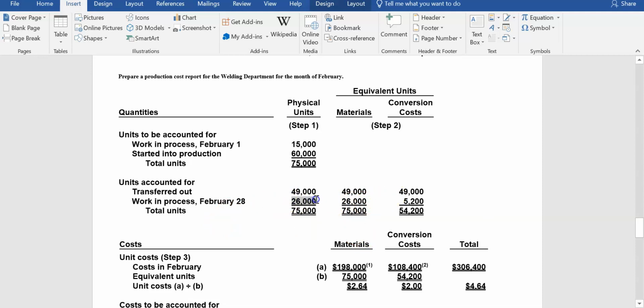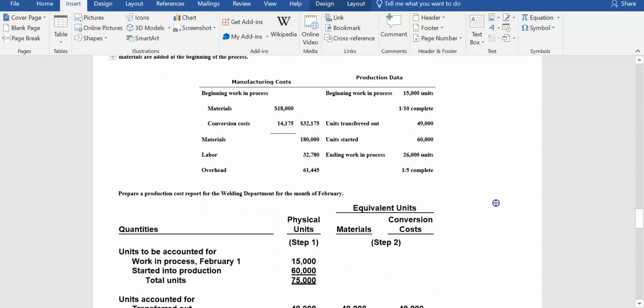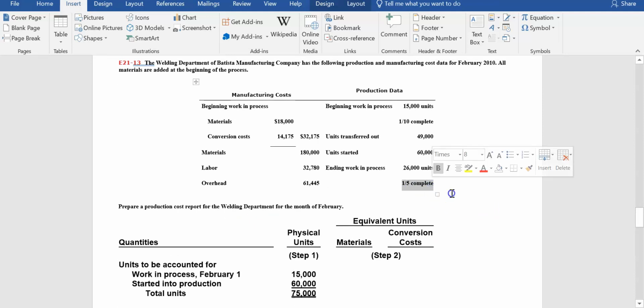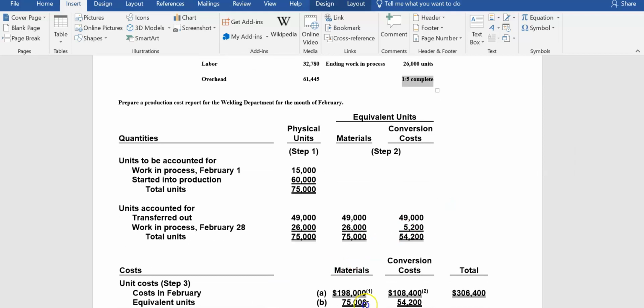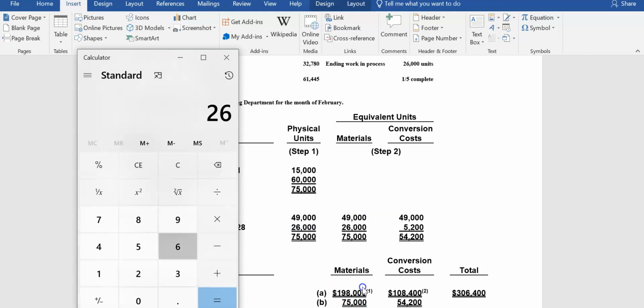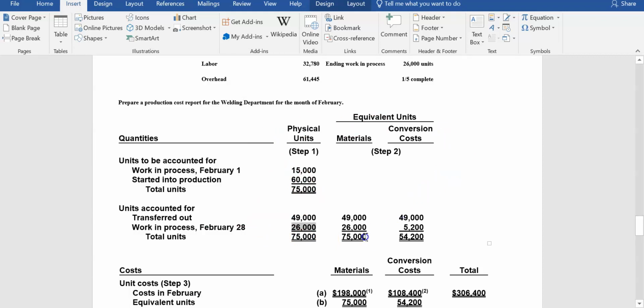For the 26,000 that are still in process at the end of the month, they were 1/5 complete, or 20%, multiplying 26,000 times 1 divided by 5, 5,200 equivalent units. Number of units times their percentage completion. Total equivalent units with respect to conversion, 54,200. We know the equivalent units now.